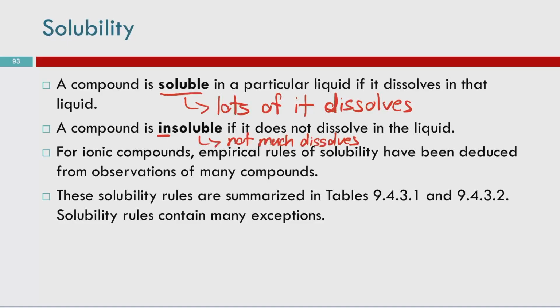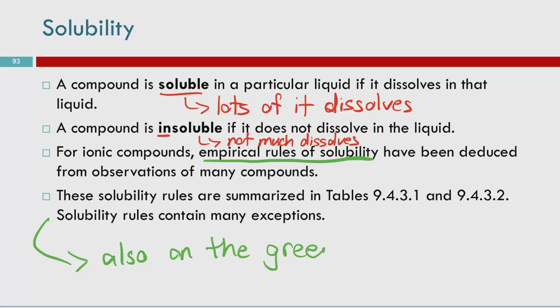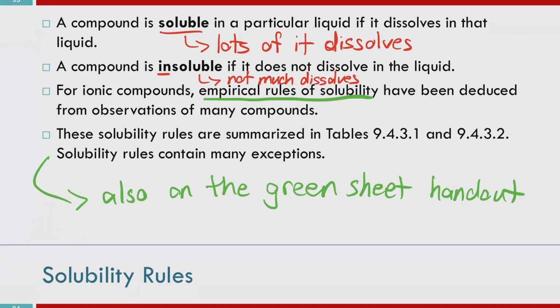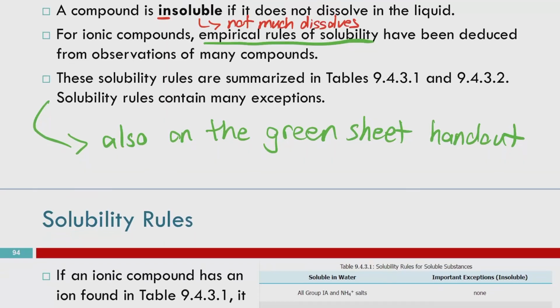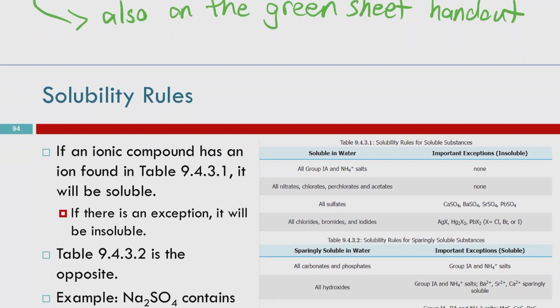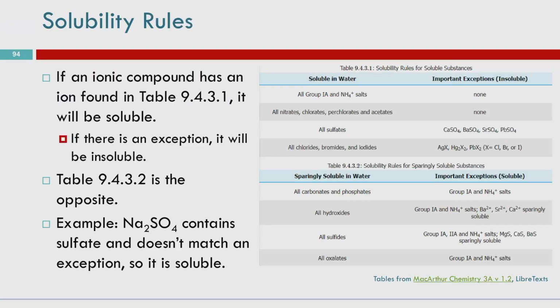And for ionic compounds, we have solubility rules, empirical rules of solubility. They're summarized in some tables in the book, also on the green sheet that you probably have a copy of. And there's lots and lots of exceptions. Here is one example of what solubility rules might look like. This is the one that's from the book that's online.